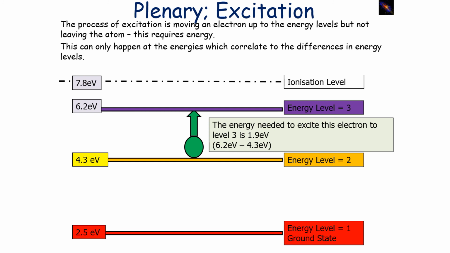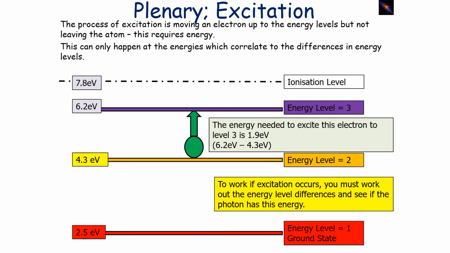Now the process of excitation is moving an electron up to a higher energy level but not leaving the atom, and this requires energy to be placed into the atom. Again, this can only happen at the energies which correlate to the differences in energy levels. So the energy needed to excite this electron to level 3 is 1.9 eV, because the difference between 6.2 eV and 4.3 eV is 1.9 eV.